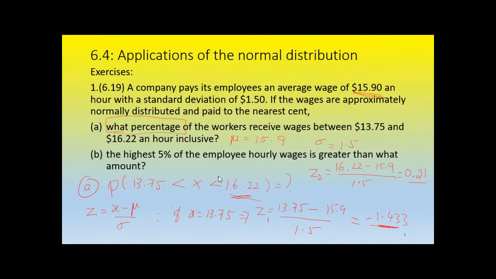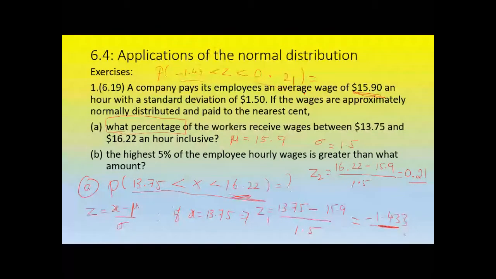Now question A says the probability of X lies between 13.75 and 16.22 is equivalent to, I'm writing on the top, probability of Z between negative 1.43 and 0.21. So it is the area to the left of 0.21 minus the area to the left of negative 1.43. How do you find it?